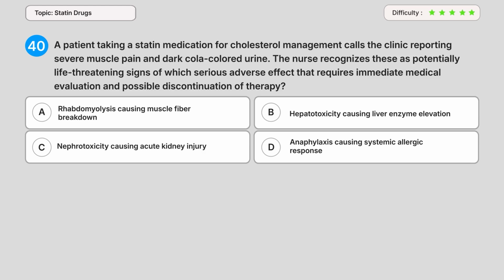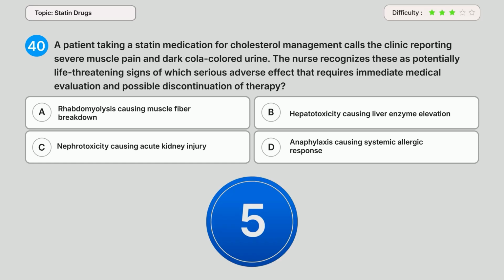B. Hepatotoxicity causing liver enzyme elevation. C. Nephrotoxicity causing acute kidney injury. D. Anaphylaxis causing systemic allergic response. Do you know the answer?